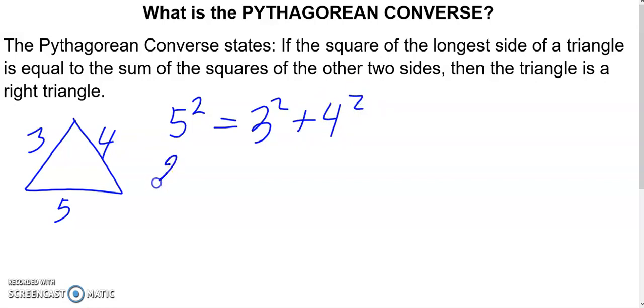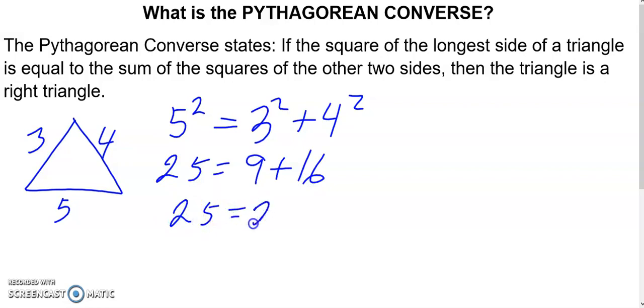Well, 5 squared is 25. Then I'm going to get 9 plus 16. So 25 equals 25. What that means is this triangle is a right triangle. And it's a right triangle because c squared does equal a squared plus b squared. I didn't give you a right triangle, but I now know it is.